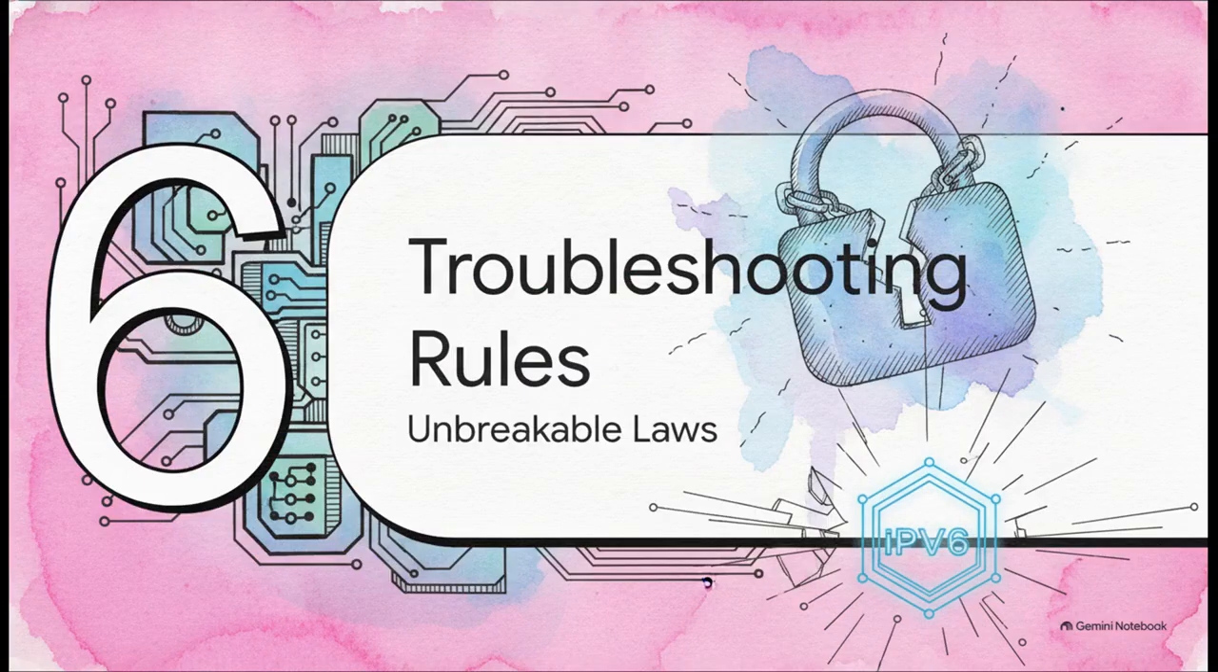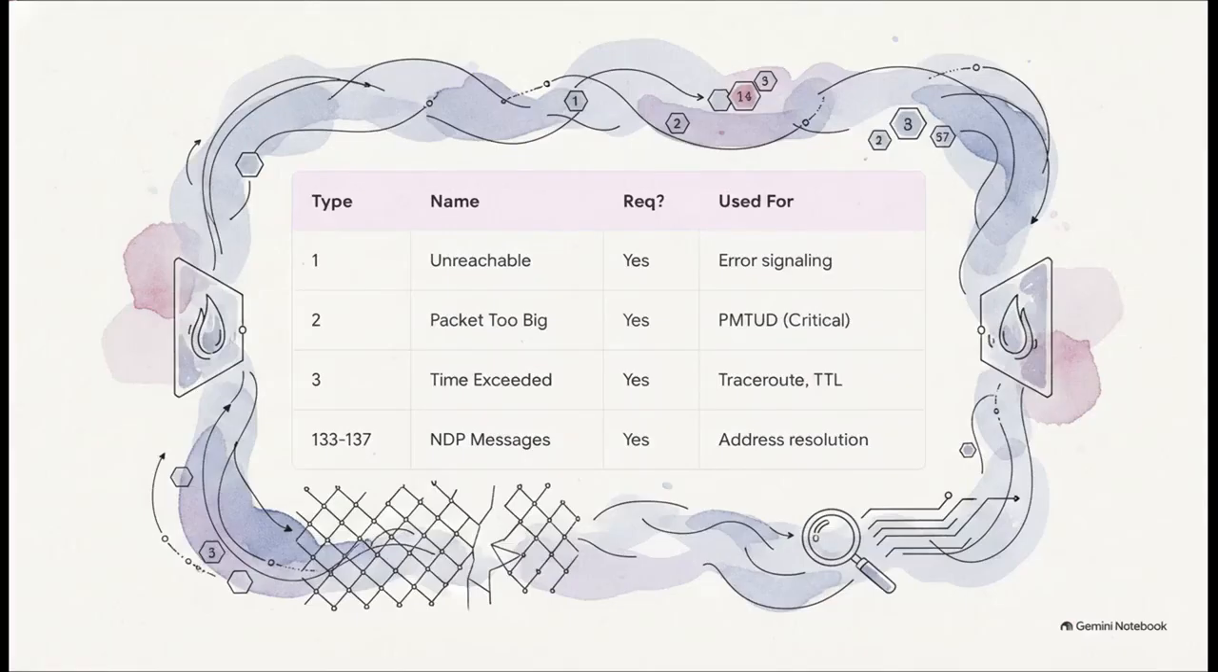Finally, Section 6, Essential IPv6 Troubleshooting Rules. To wrap things up, I need every network admin watching to memorize this reference table. In IPv4, you might be used to blanket blocking ICMP for security reasons. Do not do that here. ICMPv6 is not optional. These specific message types, Type 1 for destination unreachable, Type 2 for packet too big, Type 3 for time exceeded, and Types 133 through 137 for Neighbor Discovery Protocol, they must traverse your firewalls. If you block them, you are going to break address resolution, routing, and path MTU discovery right out of the gate.